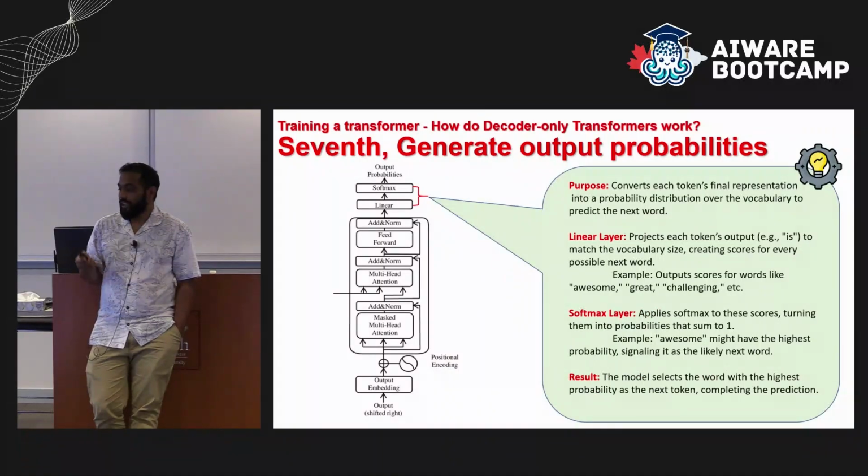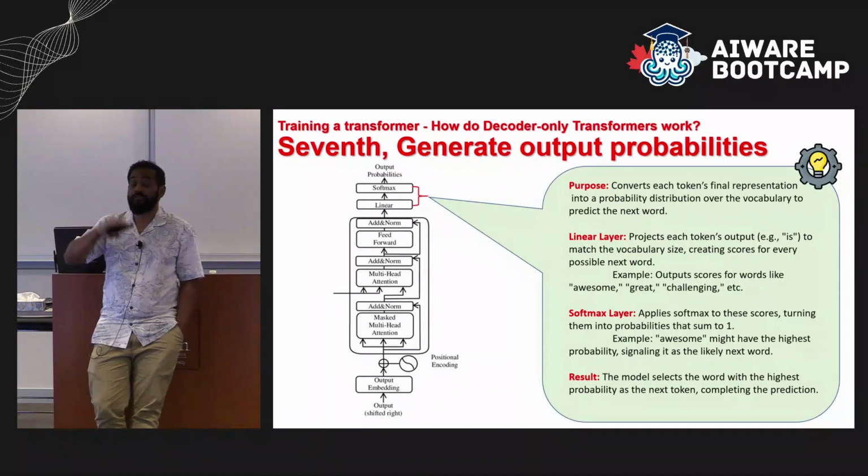And finally, all of these values are projected onto a linear layer, and this is the layer that helps us predict the probability of each of the words. And finally, the softmax layer normalizes the probability. So the model selects the word with the highest probability as the next token.